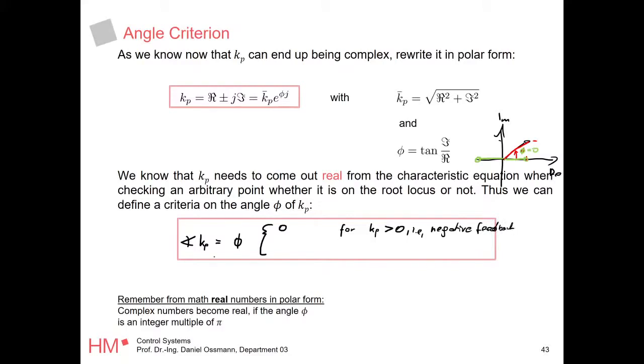Okay, so if Kp is real and positive, our angle needs to be 0, right? Because otherwise our Kp is not real and positive. Unfortunately, it's not going to be only 0. It also can be turned around 360 degrees. So it's basically 0 plus 2 pi times n, and this obviously is just 2 pi times n. This just means that the angle can be 0 degrees, 360 degrees, 720 degrees, 1080 degrees, and so on, right?